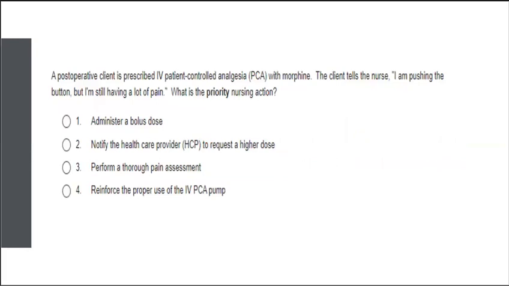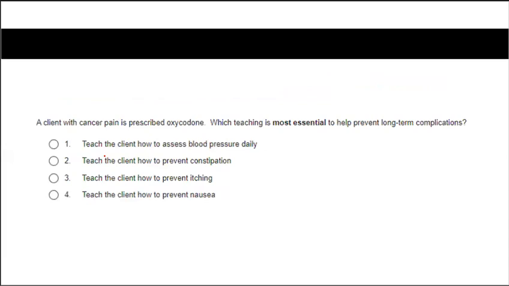A post-operative client is prescribed IV patient-controlled analgesia with morphine. The client tells the nurse, I'm pushing the button, but I'm still having a lot of pain. What is the priority nursing action? Again, what's causing the pain? I don't even know. Would it make more sense to find out what's causing the pain? I think that should be what I need to do before I carry out an implementation. So option 3 would be my correct answer. I'll need to perform a thorough pain assessment.